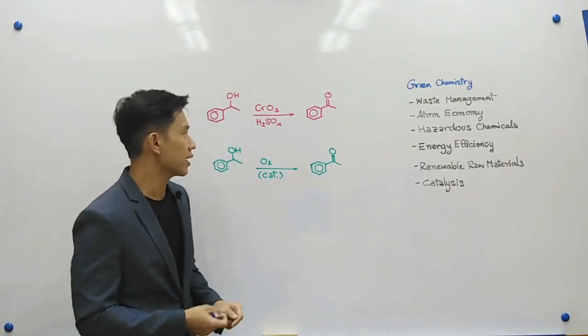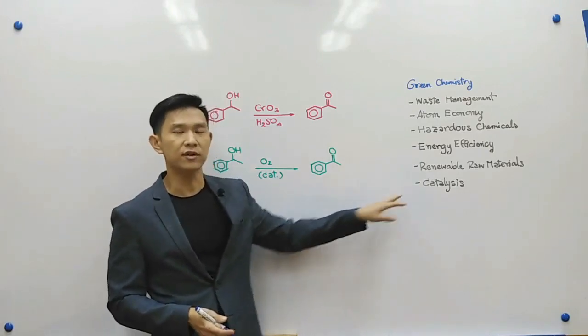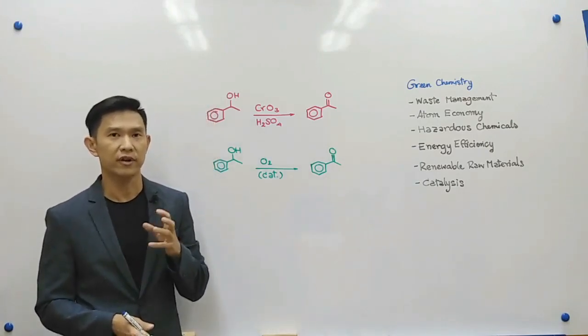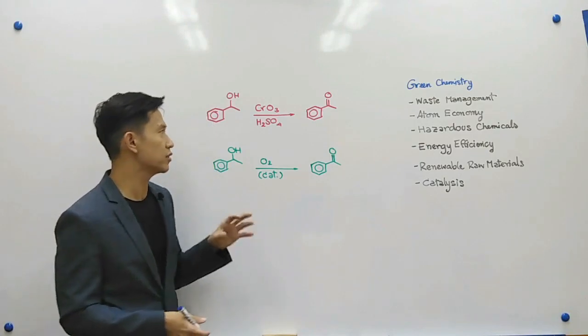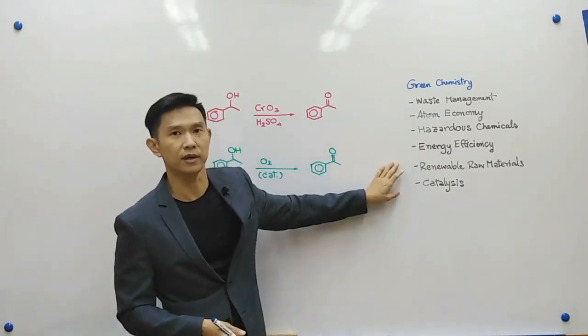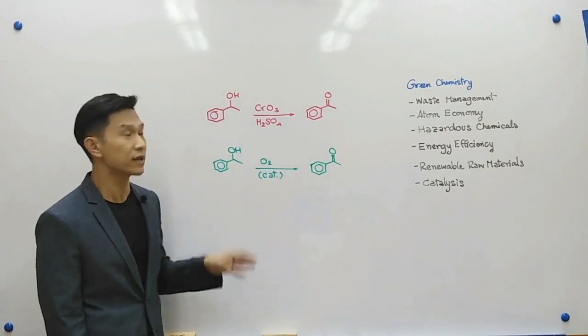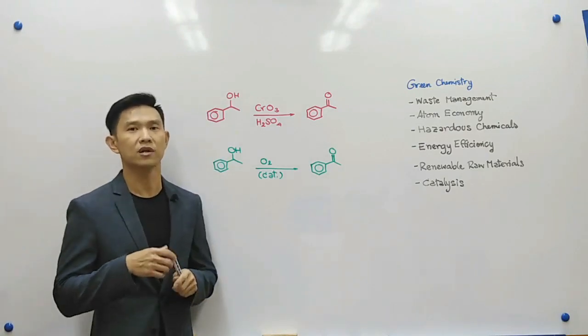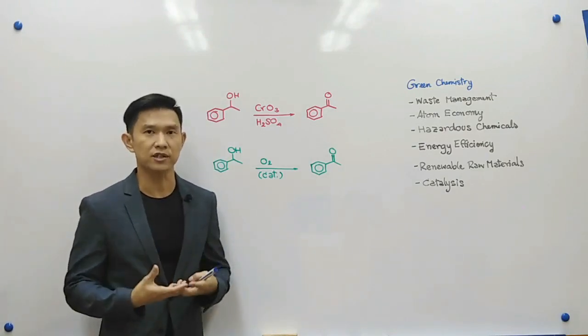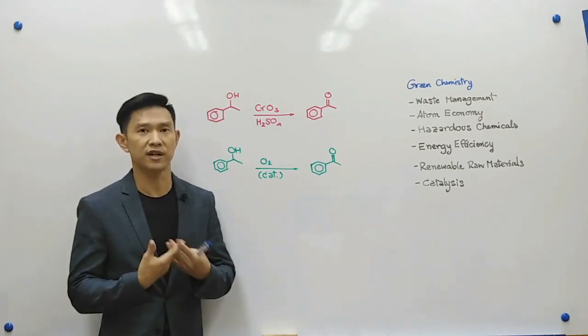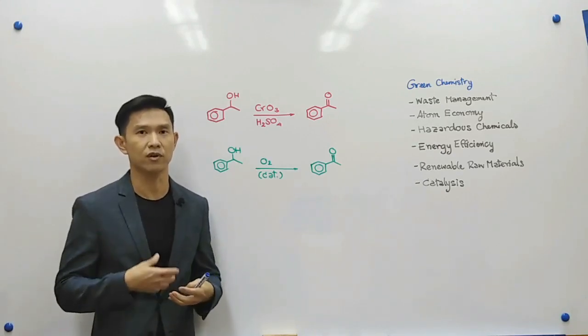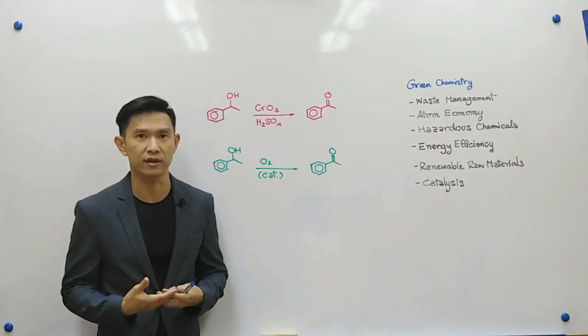And yeah, the last topic is catalyst. If you can use a very efficient catalyst, you reduce all of the things up here, right? So green chemistry is about how you can manage the reactions to be safer for your health, for the environment and everything.